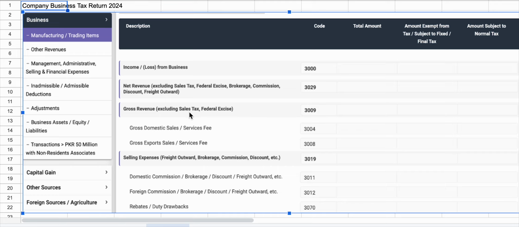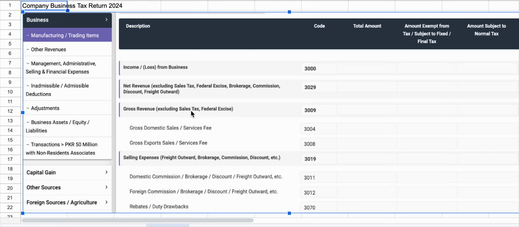What is sales tax? Sales tax is a tax collected by businesses on their sales, and that is paid to the government as tax on behalf of the customer of the business. So sales tax is not your income. Similarly, federal excise duty is a tax paid especially by manufacturing businesses. It may not be applicable on trading or service businesses, but it is especially paid by manufacturing businesses on the production and sales of their goods.